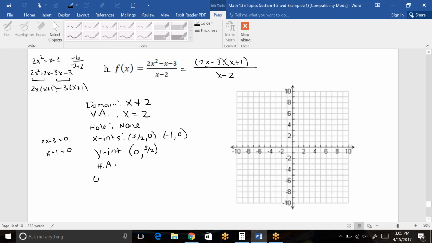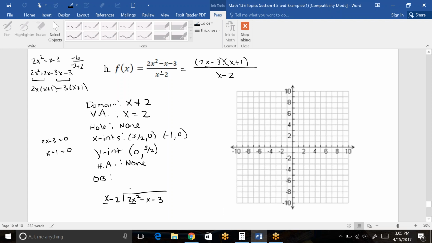Horizontal versus oblique. Okay, so this is the only case I'm doing for you guys that has an oblique, because like I said, we're not going to make you graph one of those, but we could make you find the oblique. So because this bottom is smaller than the top in terms of the highest x, that's when you have an oblique. The way you find the oblique is you do long division. So you divide the bottom into the top.